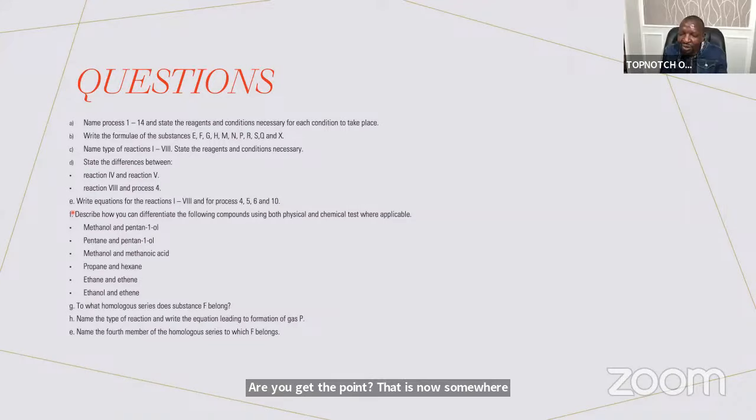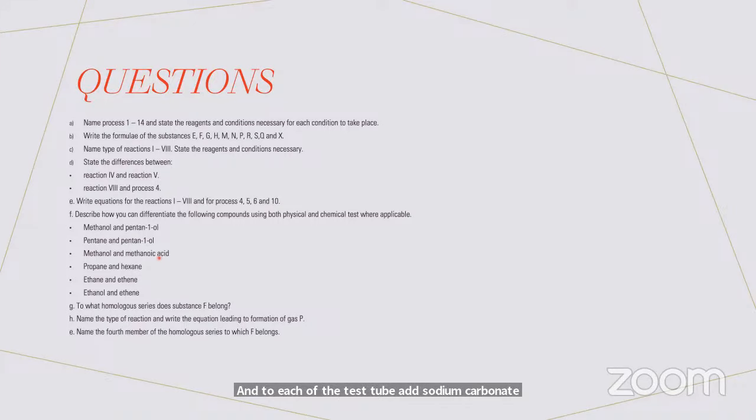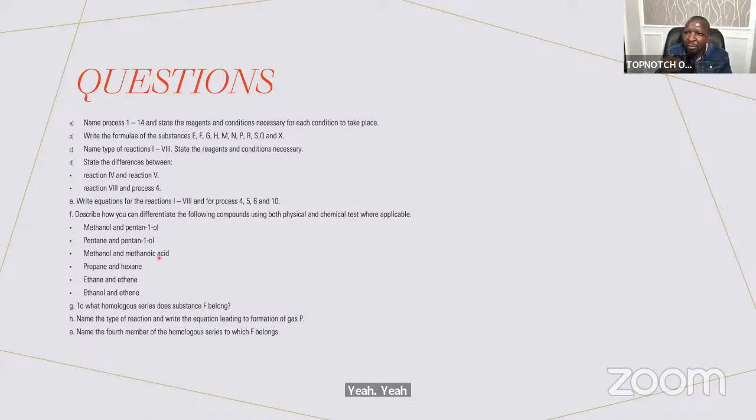When you say bubble the gas, it means you are putting the gas of the two of them in a syringe and bubbling them through potassium manganate 7. Just like, for example, if you are told to differentiate methanol and methanoic acid, this is how you are supposed to say it: put 2 cubic centimeters of methanol and methanoic acid into separate test tubes, and to each test tube add sodium carbonate. In methanol, there'll be no bubbles. In methanoic acid, there'll be bubbles.